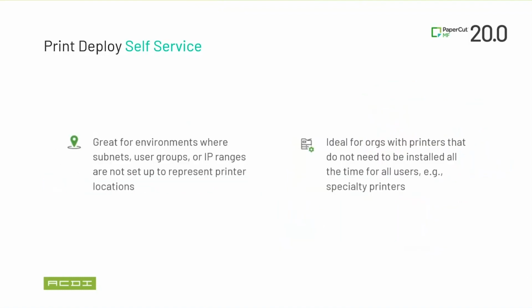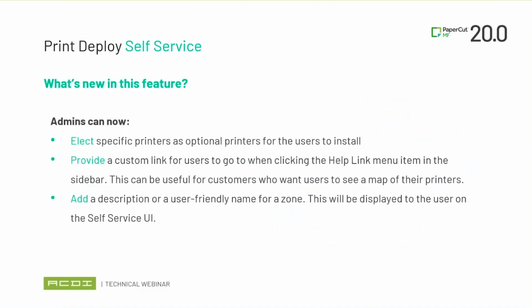As cool as Print Deploy is, a couple of things were noticed. Since we distribute print queues via the IP address, there are a few cases where the IP schema did not match the physical locations of the printers. There were also some cases where a specialty printer was needed, like a wide format device or a production unit. In these situations, you can now enable the self-service capability of Print Deploy.